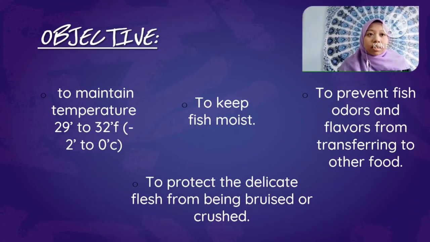First, about the objective. The objective is to maintain a temperature from 29 Fahrenheit to 32 Fahrenheit. Next, to keep the fish moist, to prevent fish odor and flavor from transferring to other food, to protect the delicate flesh from being bruised or crushed.